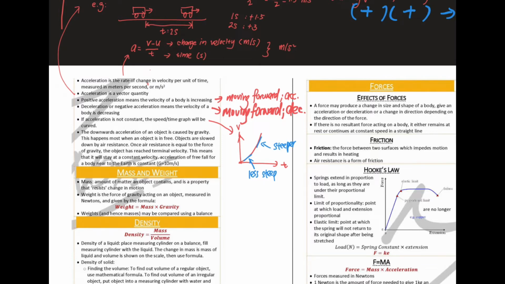The downward acceleration of an object is caused by gravity. So for example, you release an object from a certain height, it goes down because of gravity. This happens most when an object is in free fall. Free fall means you release your hand, the object falls down. Objects are slowed down by air resistance. So imagine something like this. You release your hand, the object goes down. So going down is because of gravity.